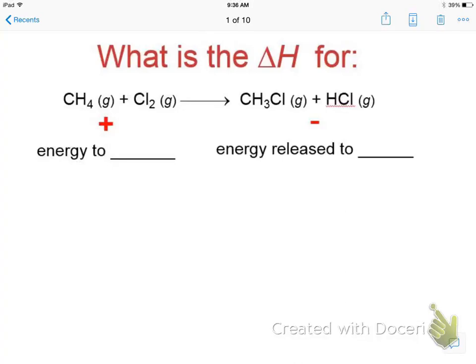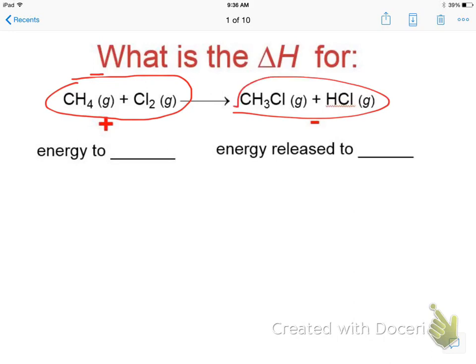So this is how we'd go about calculating the enthalpy for a reaction using bond energies. Here we have our reactants and our products. In order for this reaction to occur, I have to break these bonds and form these bonds. To figure out the energy, you really have to draw the Lewis structure.